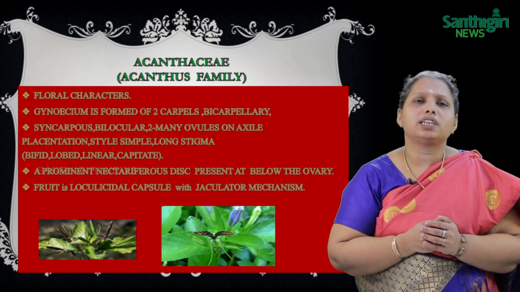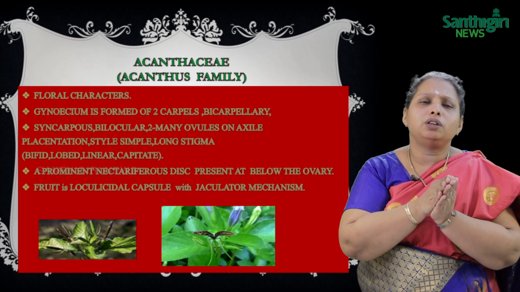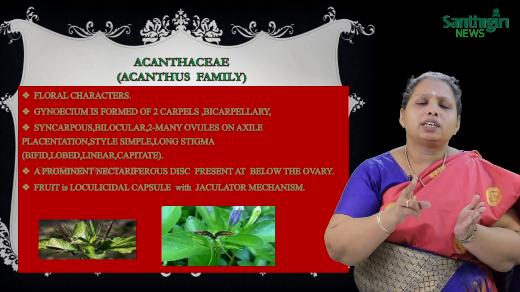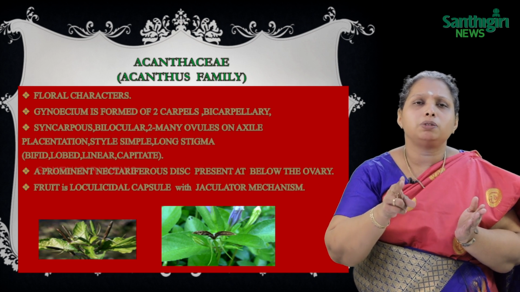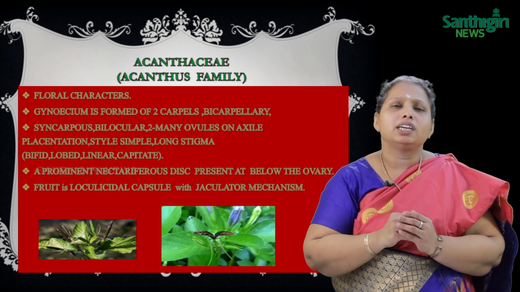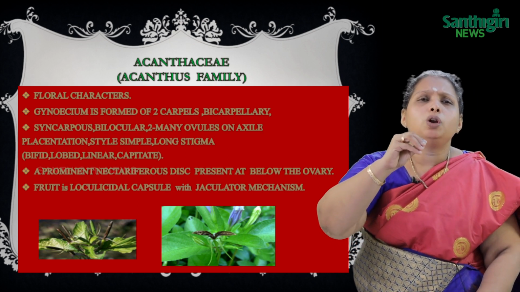What is a loculicidal capsule? It is a dry dehiscent fruit developed from a bicarpellary, syncarpous, bilocular ovary with hypogynous condition, with many ovules on axile placentation. Here the fruit dehisces through the locules.